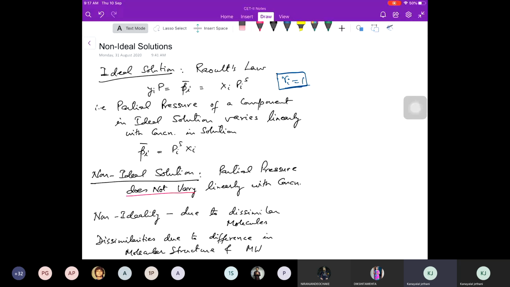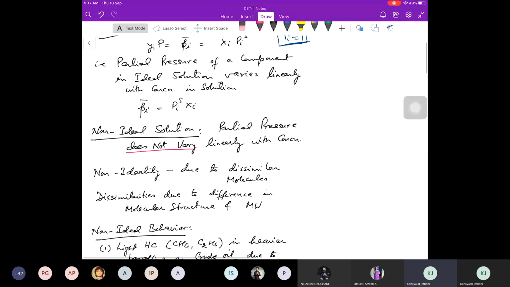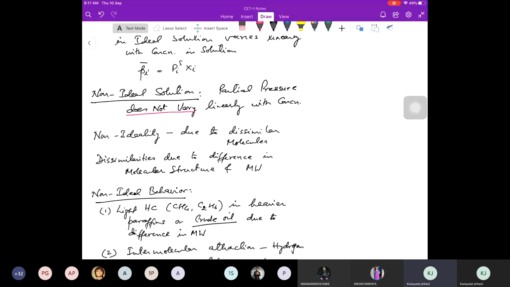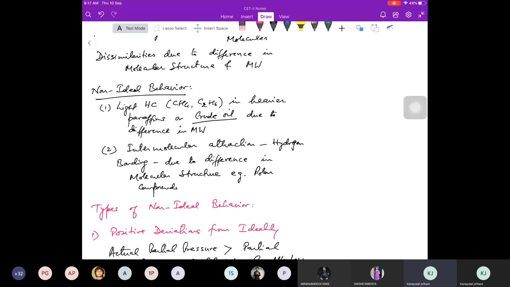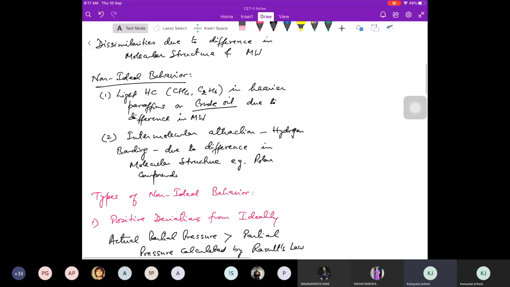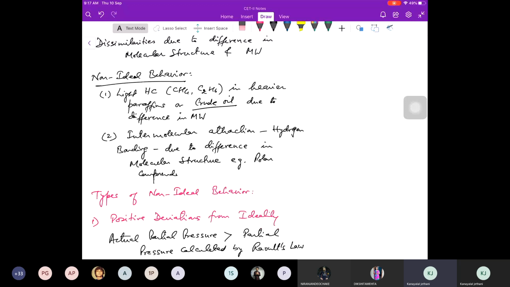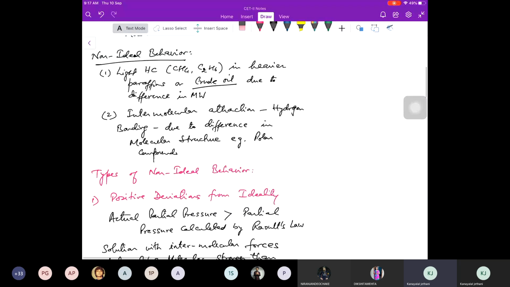And if we take a non-ideal solution, the partial pressure does not vary linearly with concentration. This is due to dissimilarities in molecules, as we saw. So this is non-ideal behavior, like light hydrocarbons in heavier paraffins. Simpler, similar molecules will be ideal, while dissimilar ones, light and heavy, will be non-ideal. There will be a difference in molecular weight. Suppose I take methane and decane. There's a vast difference in molecular weight and the structure is totally different, so it will not be an ideal solution.